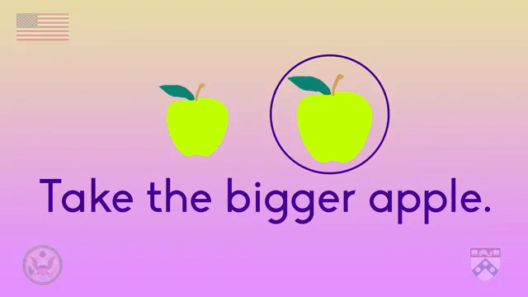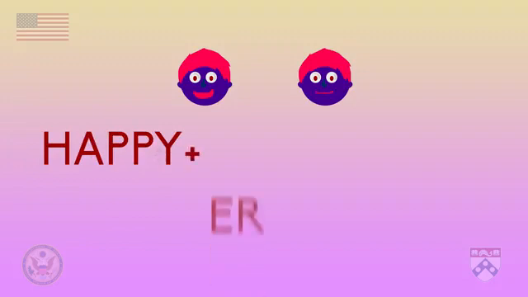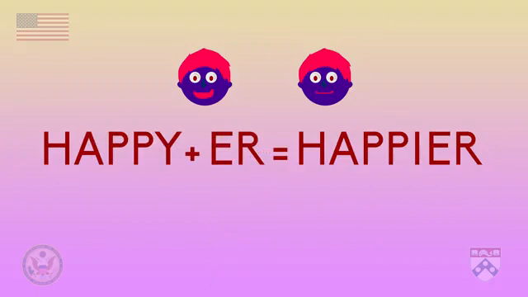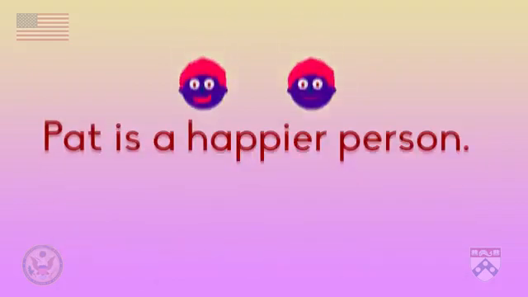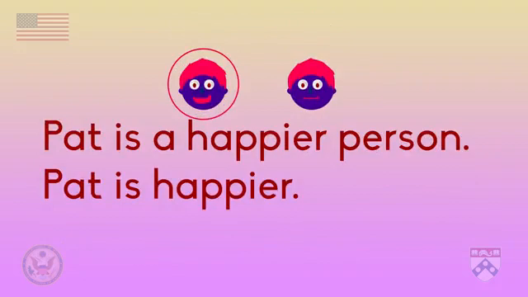We've now talked about the form of a comparative adjective, adding the letters ER to an adjective and maybe changing the spelling, but there's more to learn about how to use them. Here are two happy people, Pat and Sam. To describe how they're different, let's take that adjective happy and make a comparative adjective by adding the letters ER. Notice how the spelling changed. H-A-P-P-I-E-R, not H-A-P-P-Y-E-R.